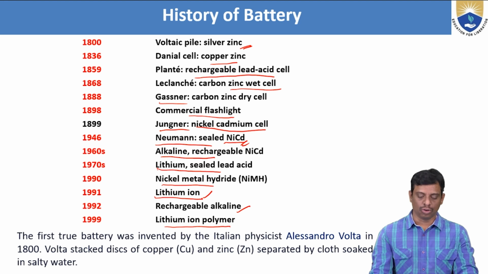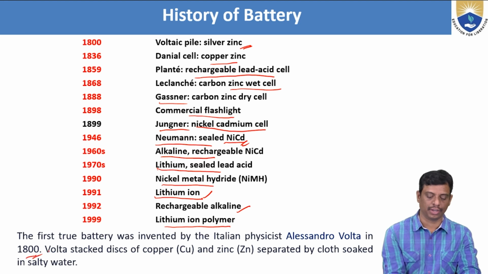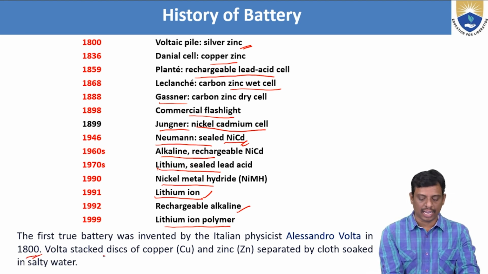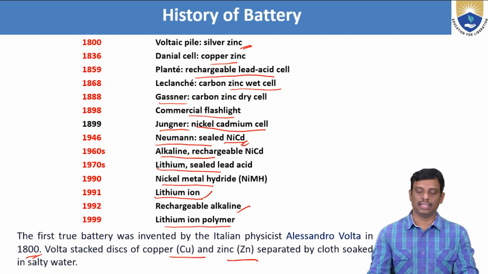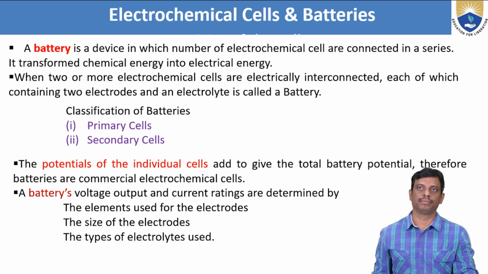If you look at the history of battery, the first true battery was invented by the Italian physicist Alessandro Volta in the 18th century. Volta stacked discs of copper and zinc separated by cloth soaked in salt water. It was a voltaic battery. The voltaic battery is nothing but the Daniel cell. The electrochemical cells were interconnected, then converted to a battery. This is the history of battery.